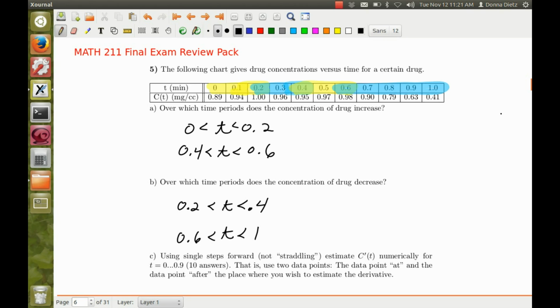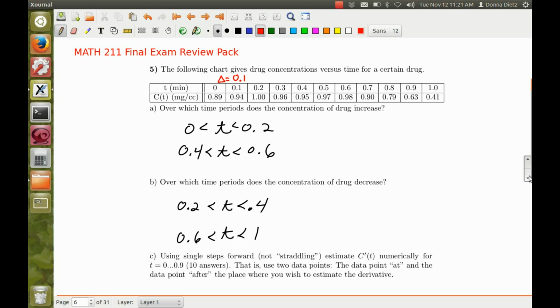All right, now using single steps forward, we're not doing the straddling thing. We want to estimate the derivative. Actually, I'm going to erase this marker. Okay, using these single steps forward, estimate numerically what the derivative is. Each of the time steps is going to be 0.1, right? So when you divide by 0.1, you're multiplying by 10. So if you just subtract these and multiply by 10, that's all you're supposed to be doing.